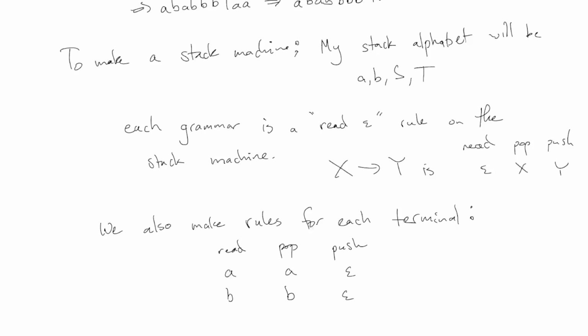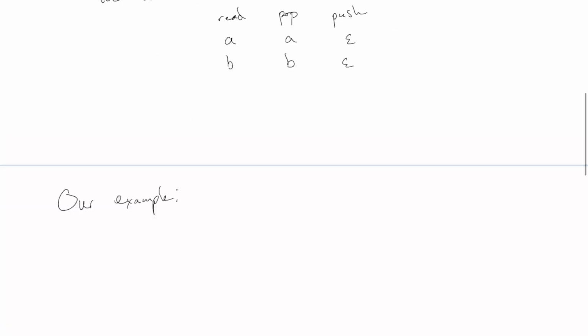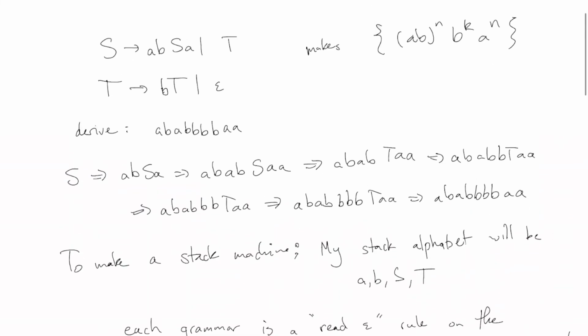You translate your grammar production rules directly into stack rules like this, and then you additionally have these extra rules of read A, pop A, push epsilon. All right. And it all works out beautifully. Can we just see this example? So in our example, maybe I'll copy that grammar. It's here.